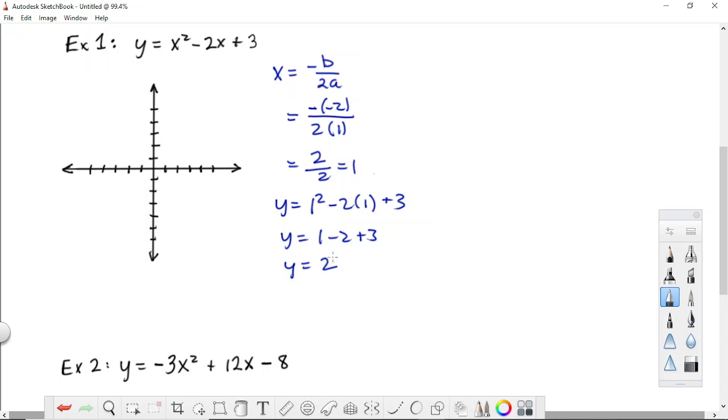So we have our x-coordinate, we have our y-coordinate. So the vertex is, the x-coordinate was 1, the y-coordinate is 2. 1, comma 2.